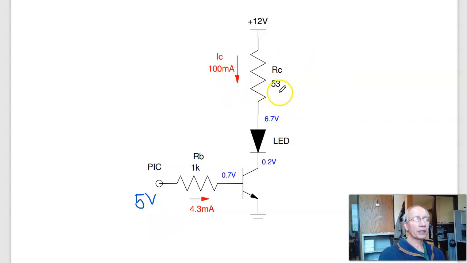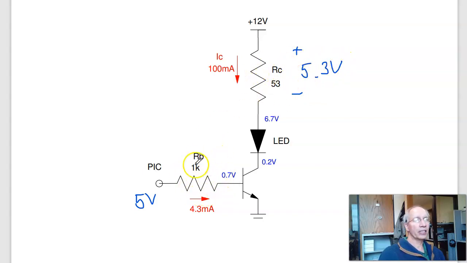To set the current flow, I use RC. Assuming a 12 volt power supply, I've got 6.5 volts across the LED. The transistor, when it's turned on, is about 2.2 volts. That's what we assume for a saturated transistor. Leaving the remaining 5.3 volts across that resistor. 5.3 volts at 100 milliamps is 53 ohms. So that sets the current.